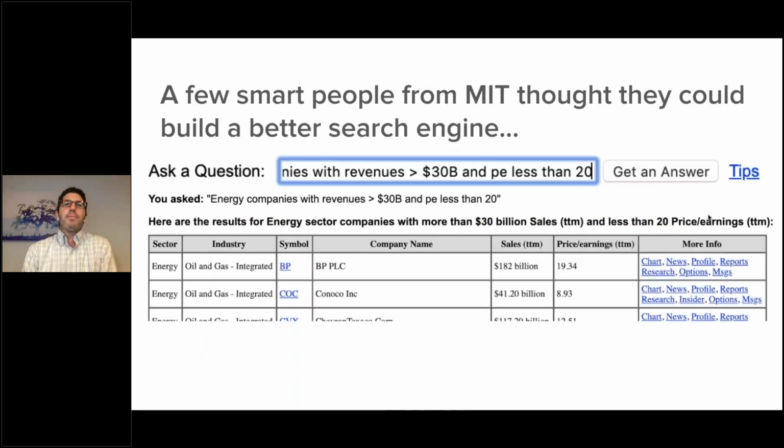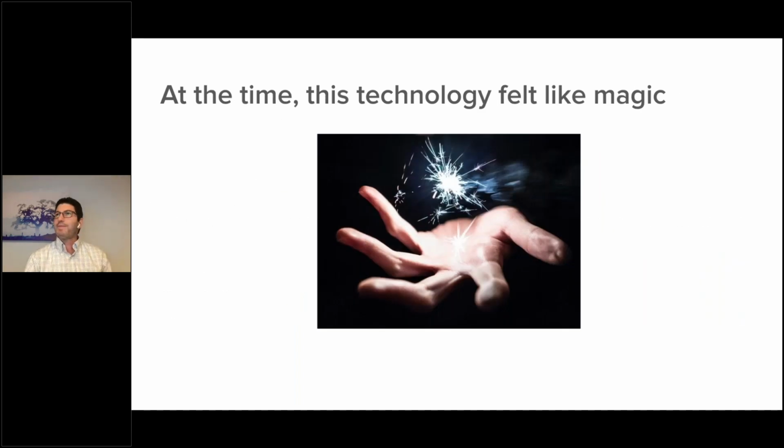And I got the opportunity to work with a few smart people from MIT out of the Lab for Computer Science that thought that they could build a better search engine. We created a product that let you ask natural language questions way back in 2000, and it was great. It felt amazing. You could do a stock search for companies with revenues greater than $30 billion and a price to earnings ratio less than 20, and we'd be able to understand that query and bring back answers. And at the time, this tech felt like magic, and we were enamored by it.